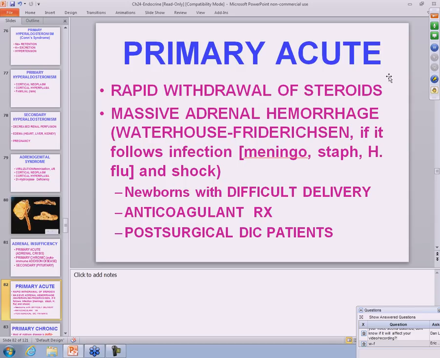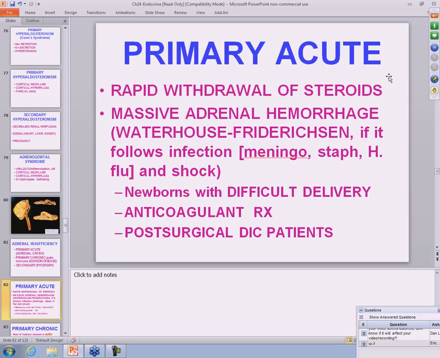One of them is a syndrome which is called Waterhouse-Friderichsen syndrome. It's a sudden shutdown of adrenals, usually following massive life-threatening infections like meningococcemia, staph, H flu. It's usually associated with septic shock. Okay, that's one reason.